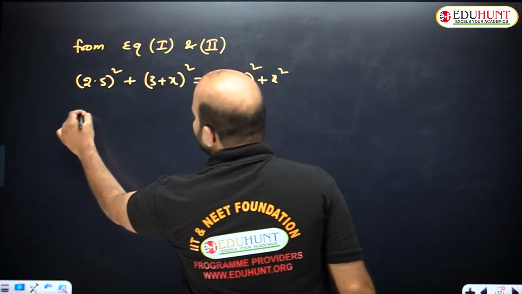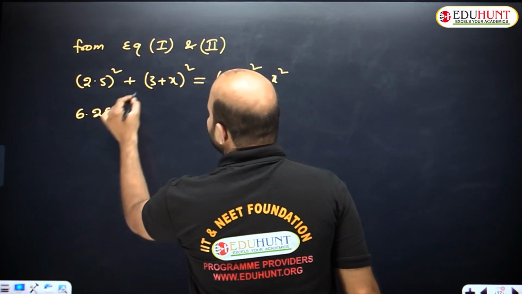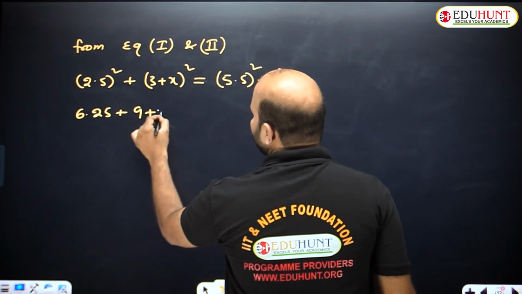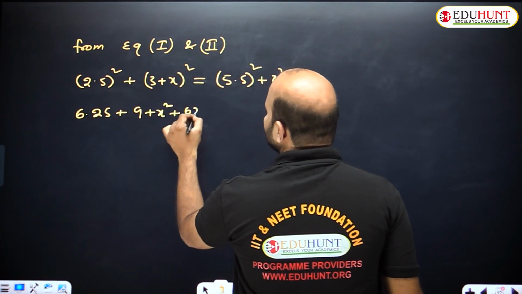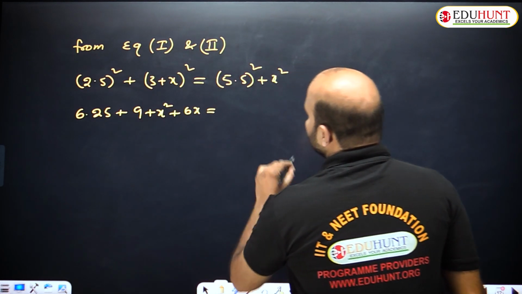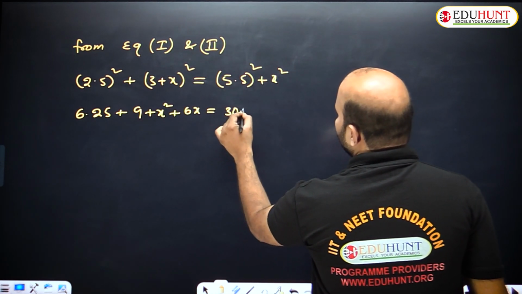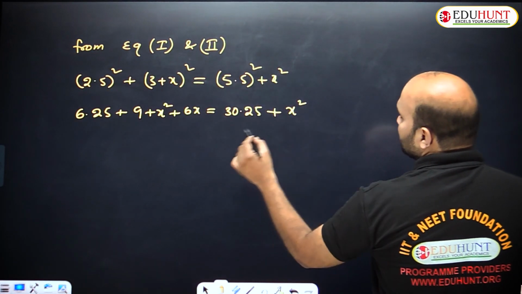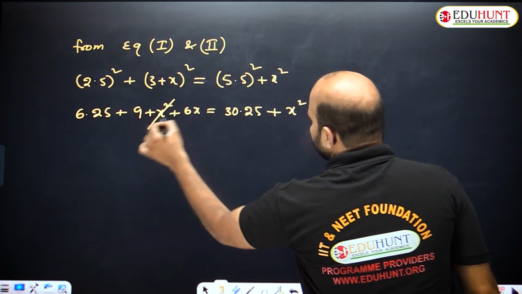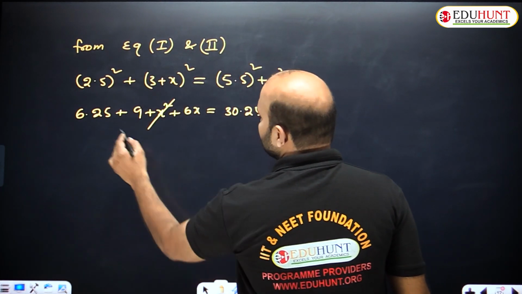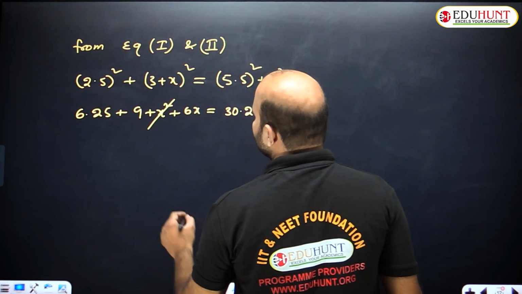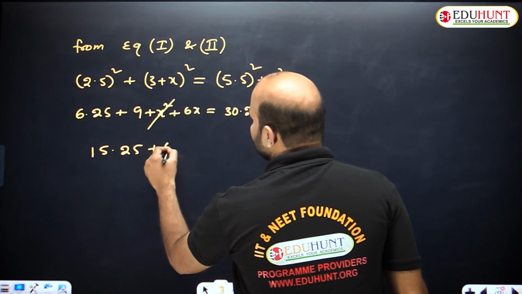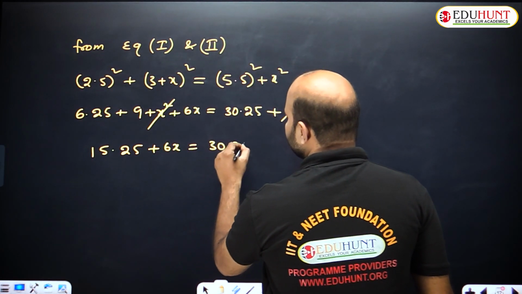So 2.5 whole square value is 6.25, plus 3 plus x whole square. According to the (A plus B) whole square formula: A square, 3 square is 9, plus B square, x square, plus 2AB, 6x, 2 into 3 into x, equals 5.5 whole square, which is 30.25, plus x square. So x square cancels. Which one is left? 6.25 plus 9, total 15.25, plus 6x equals 30.25.